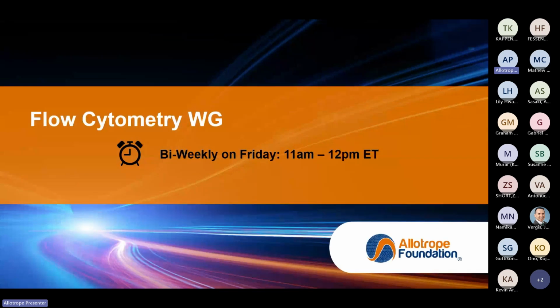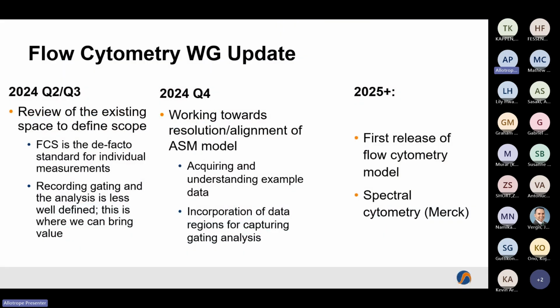So flow cytometry. This one's a new group. It was started out of the workshop earlier in the year, and as a result, a fair amount of the time this year has been on defining the scope, working out what it is the group's going to do. So reviewing the existing space. There is a de facto standard file format for flow cytometry data, the FCS, and as far as we can tell, basically everything spits out an FCS file.